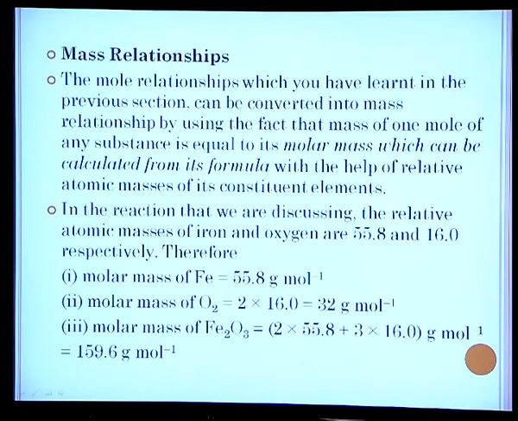In the reaction that we are discussing, the relative atomic masses of iron and oxygen are 55.8 and 16.0 respectively. Therefore, the molar mass of iron is 55.8 gram per mole. Molar mass of O2, 2 into 16, that is 32 gram per mole. Molar mass of Fe2O3 will be equal to 2 into 55.8 plus 3 into 16.0 gram per mole, that comes out to be 159.6 gram per mole.